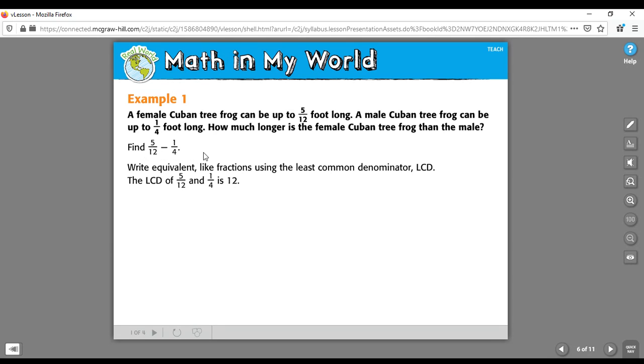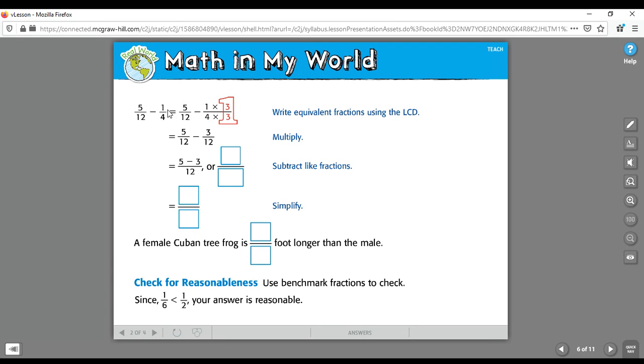But we realize that we don't have the same denominator here, so we need to change it to have the same denominator by using the least common denominator. We notice that the least common denominator is 12, so we only have to change one fraction. We're just changing 1/4 to have a denominator of 12. 5/12 can stay the same. Okay? In order to change 1/4, we're going to multiply the bottom by 3, and we're going to multiply the top by 3. So we're going to get 5/12 minus 3/12.